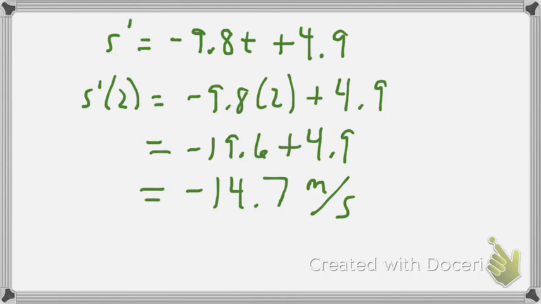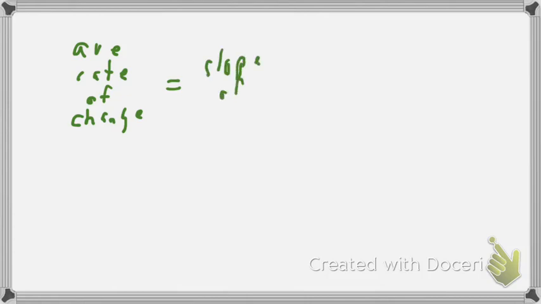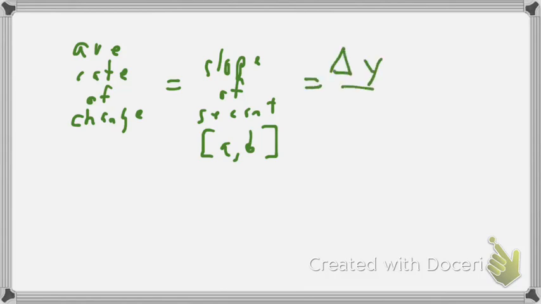All right, I want to summarize here. When you're trying to find an average rate of change, you're always trying to find the slope of a secant line on some interval a to b. The slope of a secant line on some interval a to b is basically equal to the change in the y-coordinates between points a and b, over the change in the x-coordinates between points a and b, or b minus a in other words.